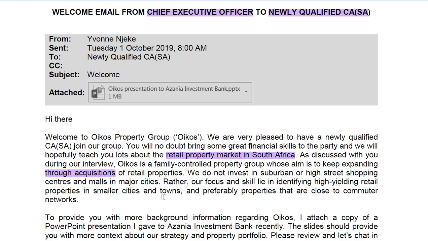So what is also important here is that these properties are not near the suburban or high street shopping centers. However, they are next to high yielding retail properties in small cities and towns. So they're telling you that they are not in places like your Cape Town CBD, or places like Century City, the big towns. However, they are located in the small areas.